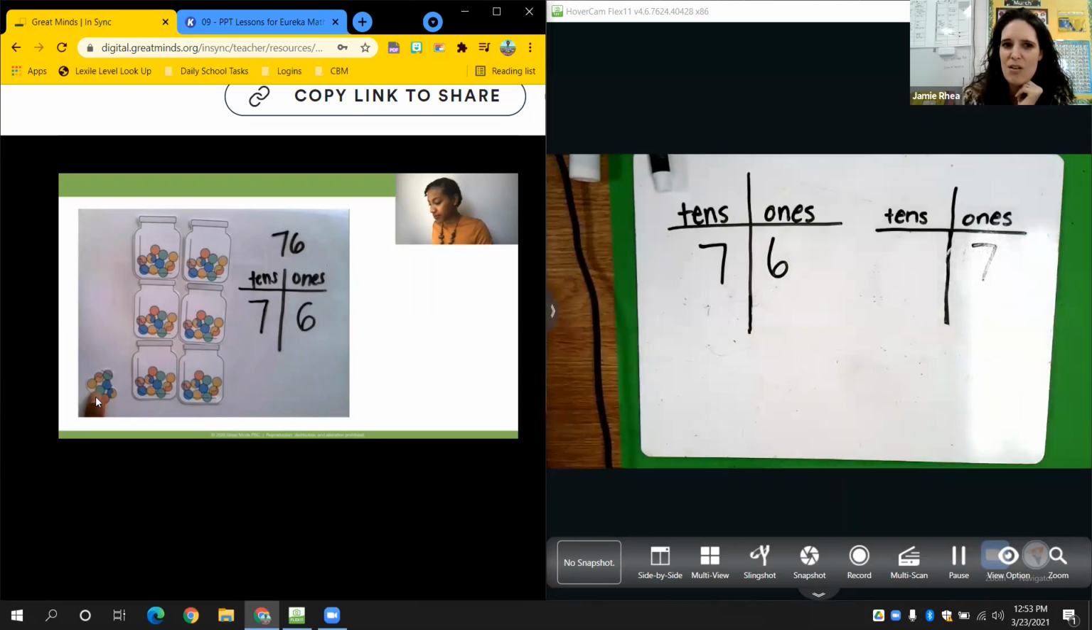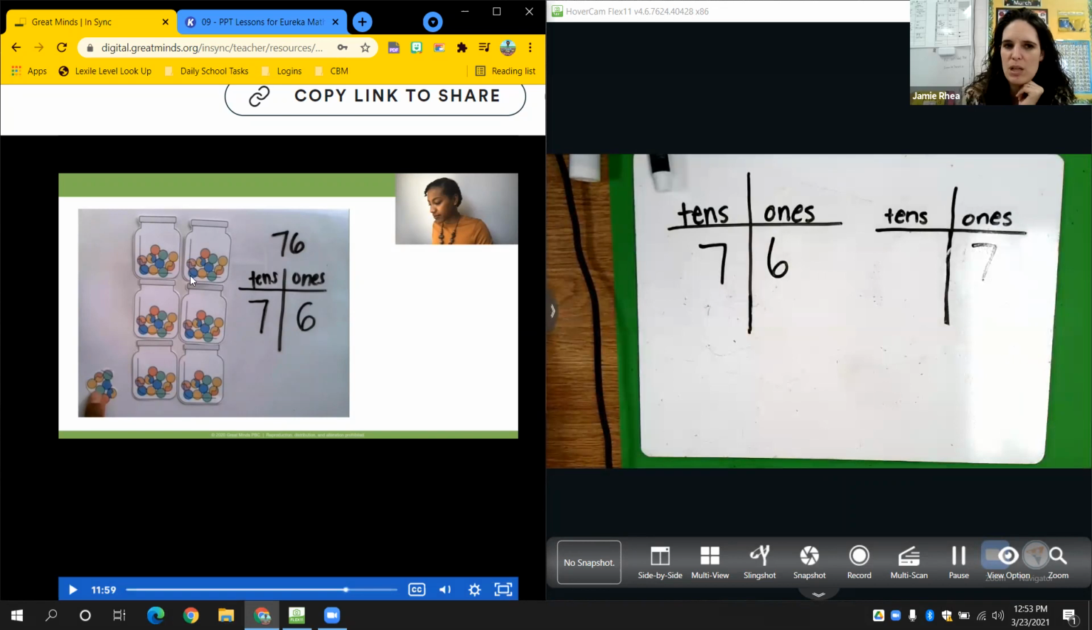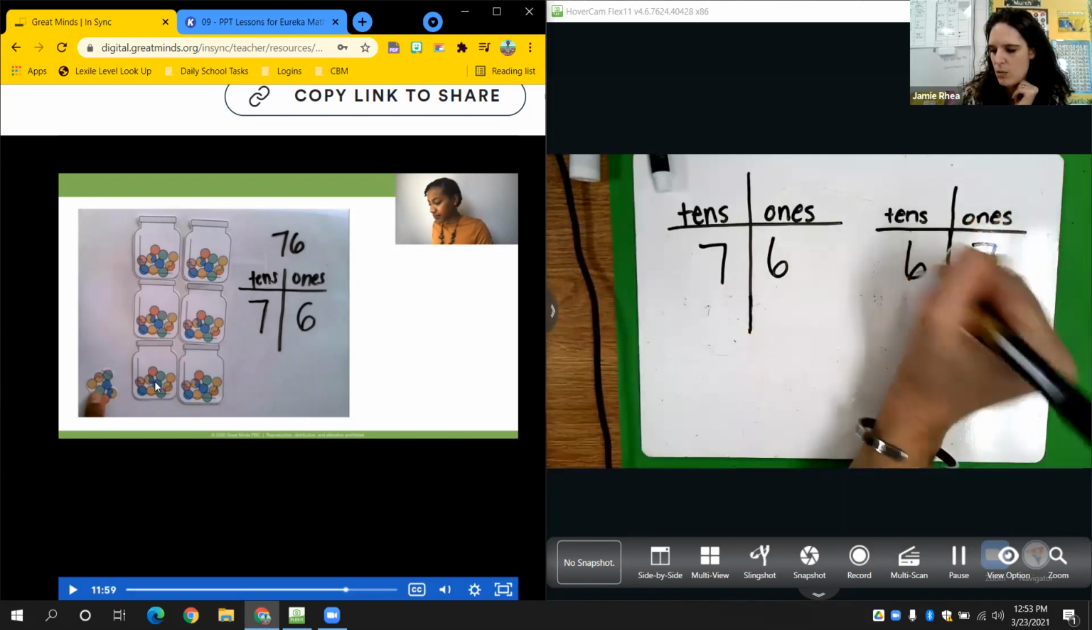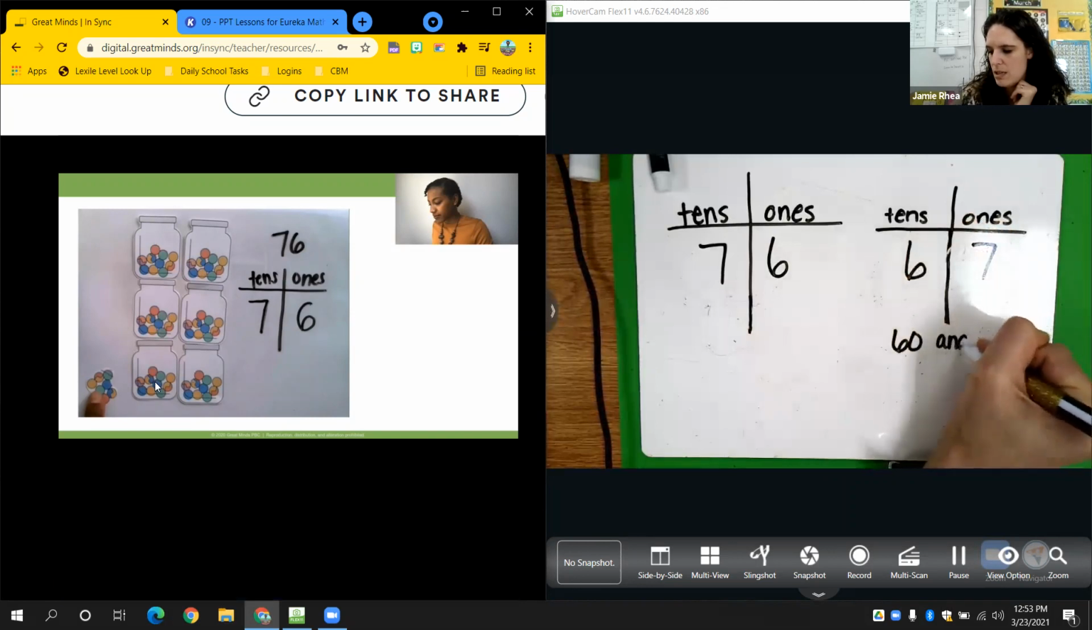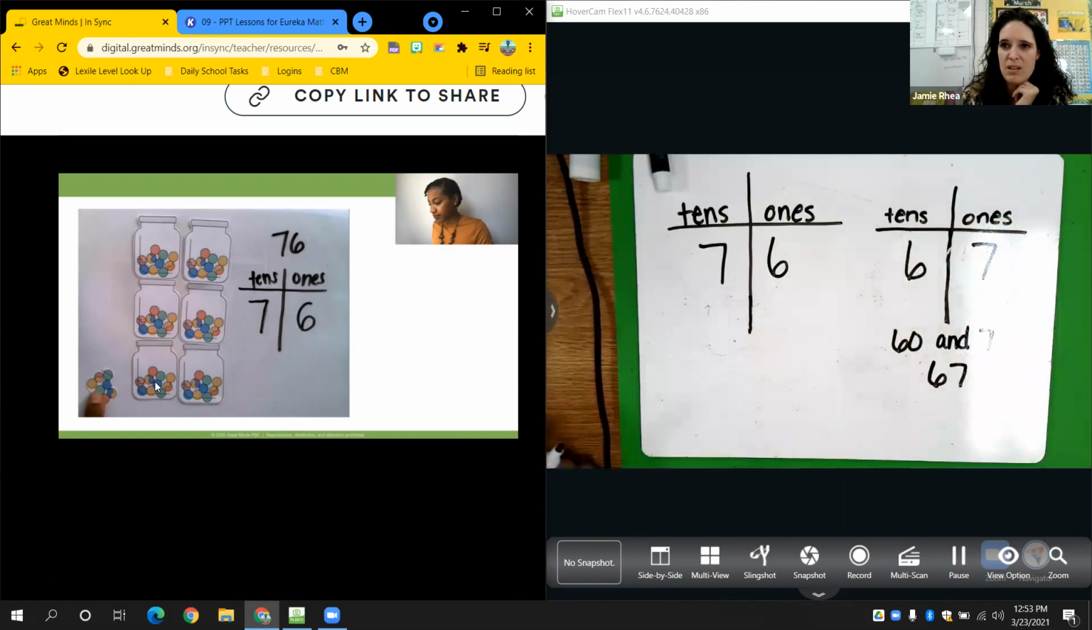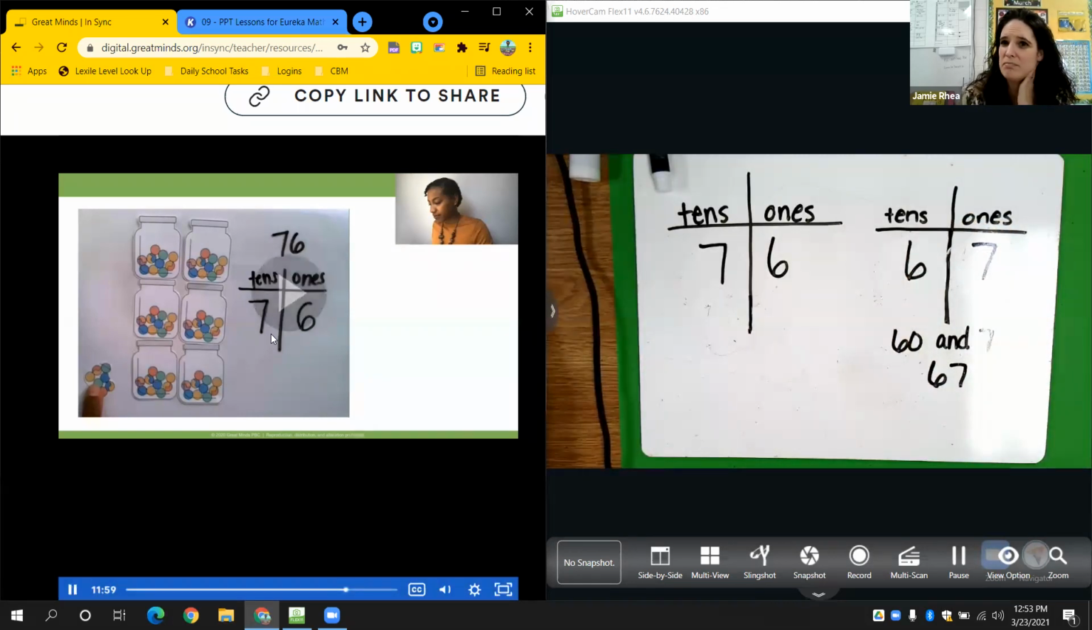How many 10s are there? Let's count them. 10, 20, 30, 40, 50, 60. So look, 1, 2, 3, 4, 5, 6, 6 tens. We know that 6 tens is 60, and 7 ones is 7, and that makes 67. So let's see what she did. 7, 6.